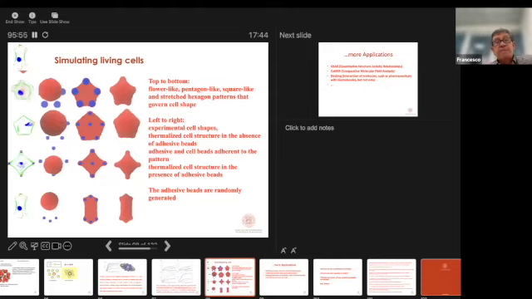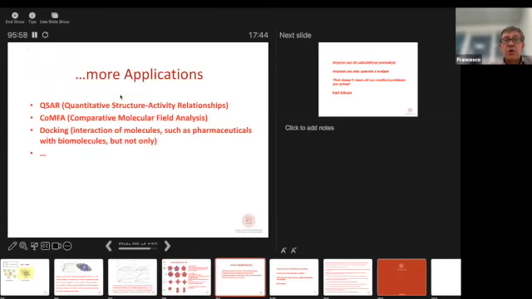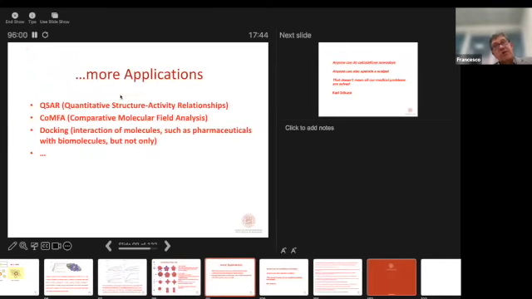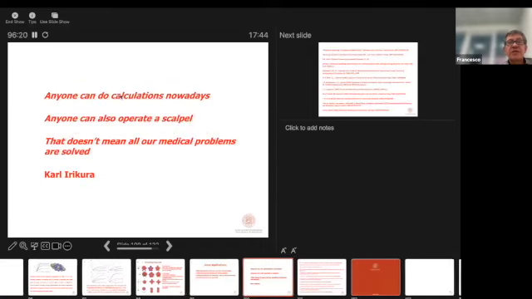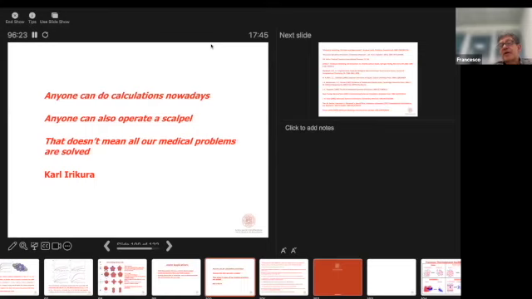So we have gone through a number of approaches. There are many more approaches that we could discuss. Also, as I said, it would be nice to discuss signal processing, not the way the engineers do it, but the way I see it. And I would like to close with a citation from a theoretical chemist that I like very much. The citation is this: anyone can do calculations nowadays, but anyone can also operate a scalpel. That does not mean at all that all our medical and surgical problems are solved. And with this, I'm finished.